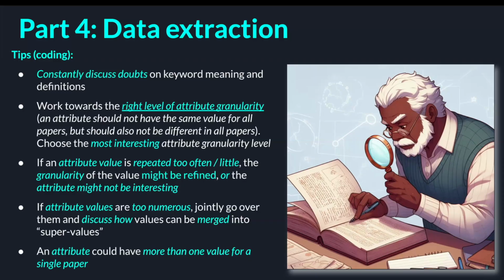Constantly discuss doubts, of course. That's especially important if you work with other people or if you have a supervisor and it's like, hey, should we also include papers which consider how AI can improve environmental sustainability? And then you will find your scope of the research also in this phase. And work towards the right level of attribute granularity.